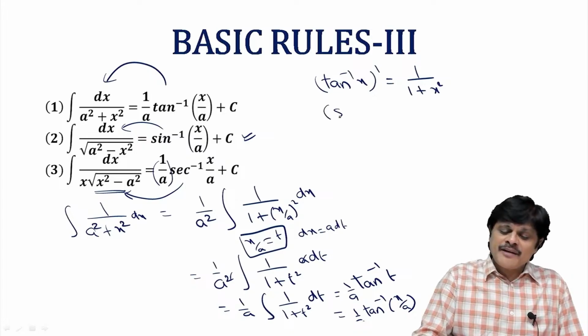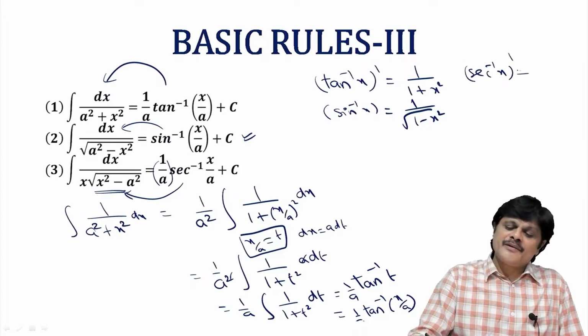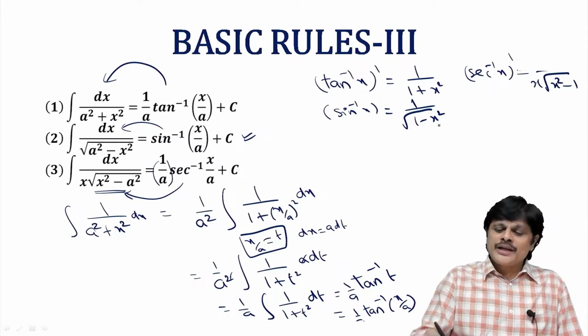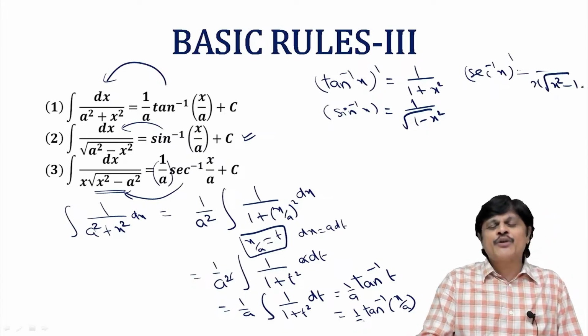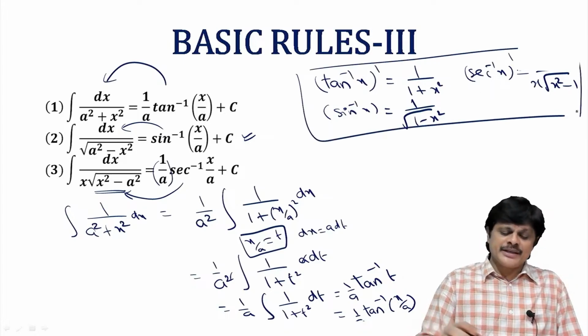See, the basic rules are: the derivative of sin inverse x is 1 by root 1 minus x square, and for secant inverse x, the derivative is 1 by x root x square minus 1. So you put in the x by a factor accordingly, and you get the other results. That is the idea. So from these three basic derivatives you will get it.